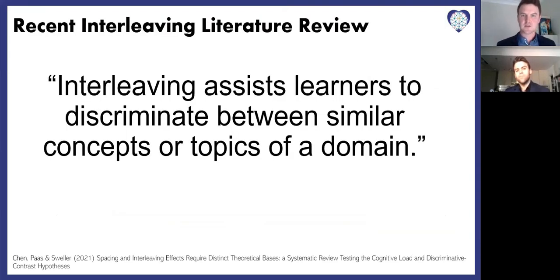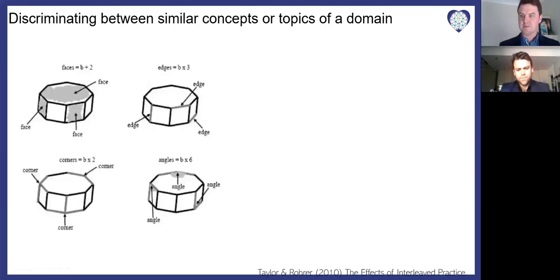So this is a really recent review of the literature from Chen, Paas and Sweller about interleaving, looking at the literature and thinking about, what is the mechanism that leads to this interleaving effect? And what they're saying is this quote here: interleaving assists learners to discriminate between similar concepts or topics of a domain. Let's have a little bit of a look at what they mean by that.